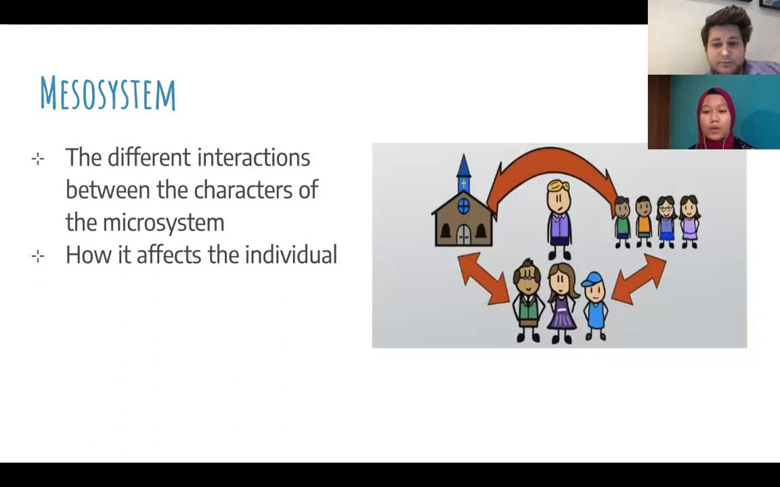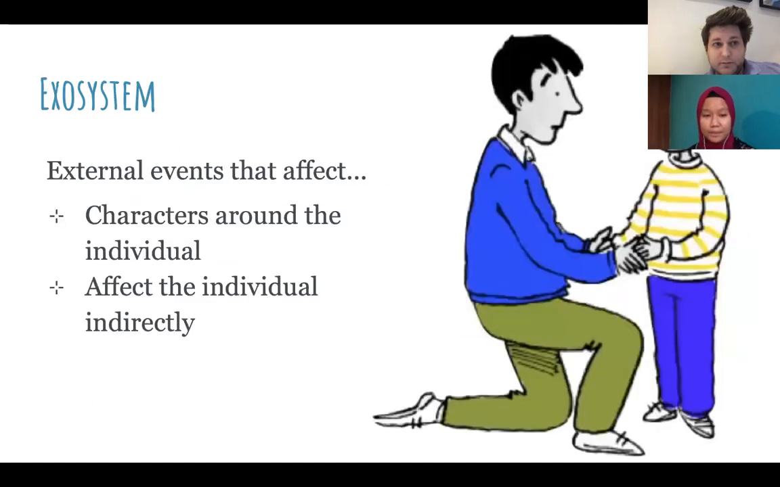This is how the school environment and the parents interact with each other and how this will affect the individual, which is the student. The third layer of it is called the exosystem. And this system is how it affects the child or the individual indirectly.